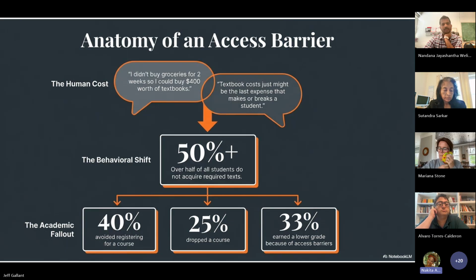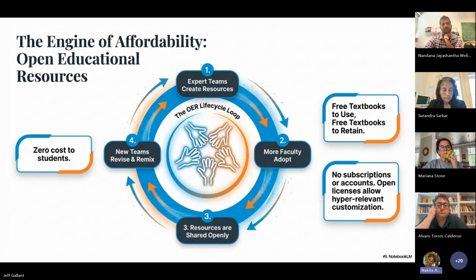All right, next slide. So what does that mean? The engine of affordability is one of those ways to help with the access barriers that are plaguing our students. And that is where open educational resources come in.